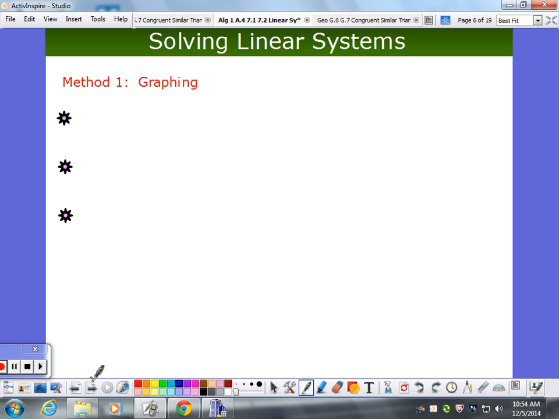So we're going to look at the first method. We're actually going to learn 3 different ways to find solutions to linear systems. And this method 1, graphing.